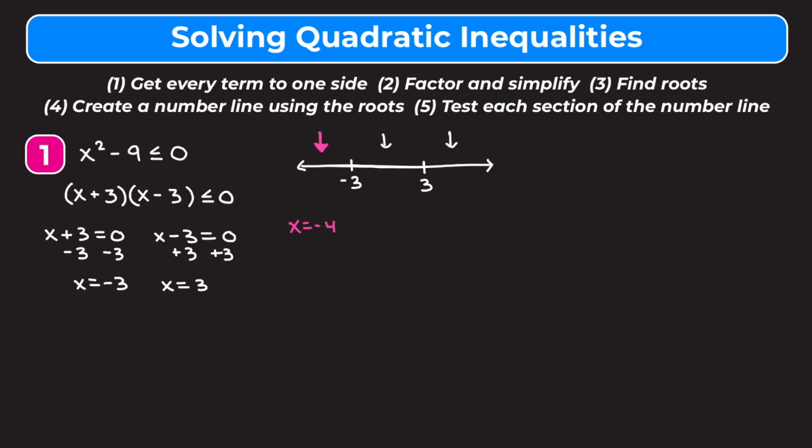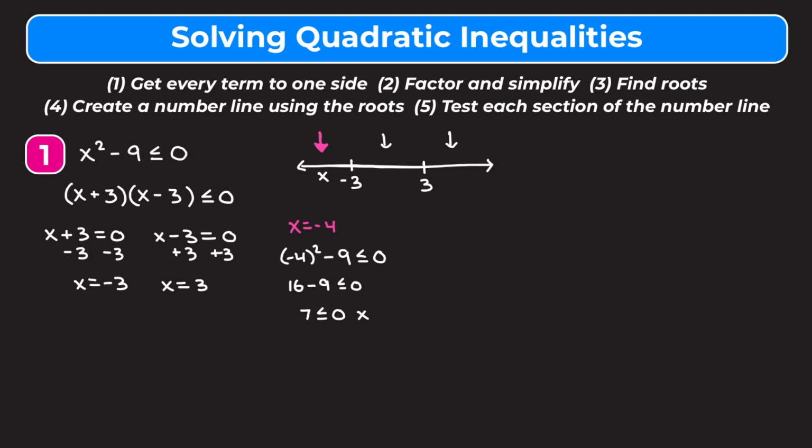So if I test negative 4 in my original inequality, right? So instead of x squared minus 9, I'm going to say negative 4 squared minus 9. I want to see if this is less than or equal to 0. So negative 4 squared is 16. So 16 minus 9 is less than or equal to 0. 16 minus 9 is 7. So we have 7 is less than or equal to 0, which is not true because 7 is greater than 0. So I'm going to put an x on this part of my number line.